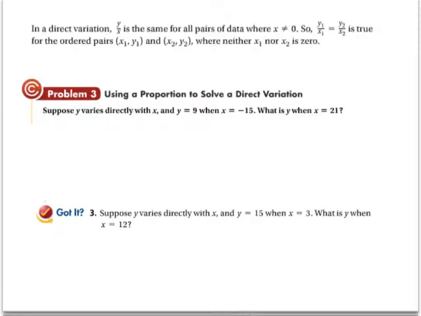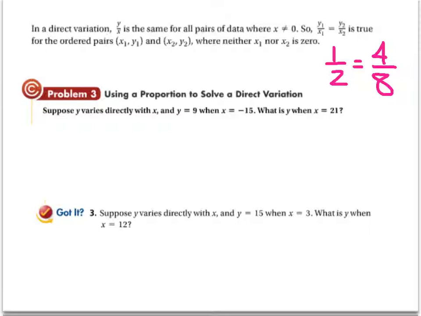So maybe y1 over x1 is 1/2, whereas y2 over x2 is 4 over 8. They look different, but they're really the same value. And that's going to be true any time you have a direct variation. So whenever you solve direct variations, you can just use proportions.